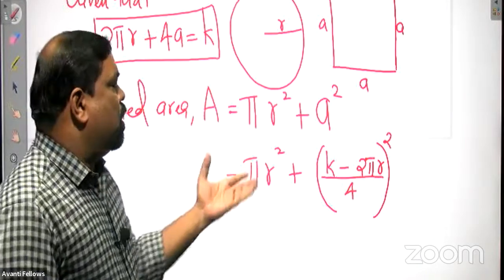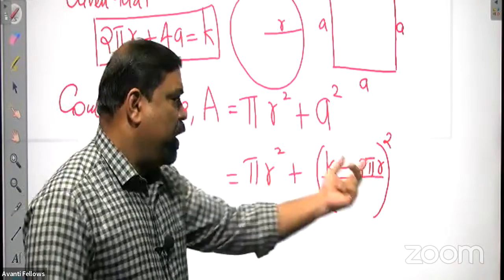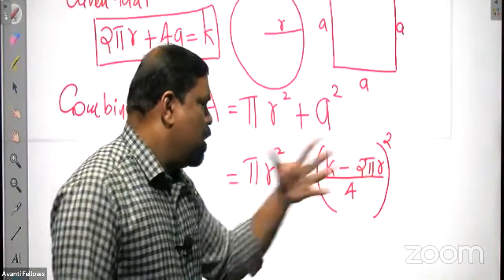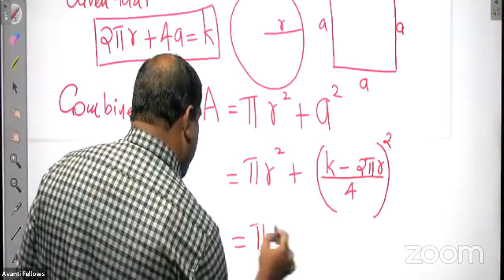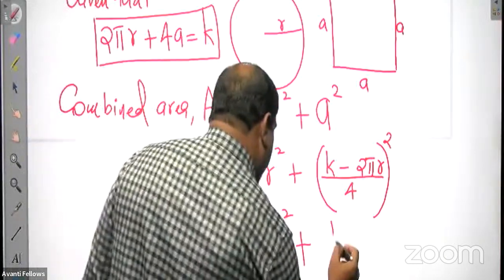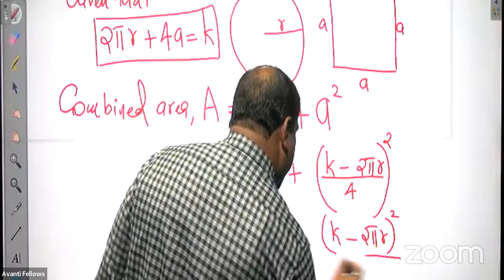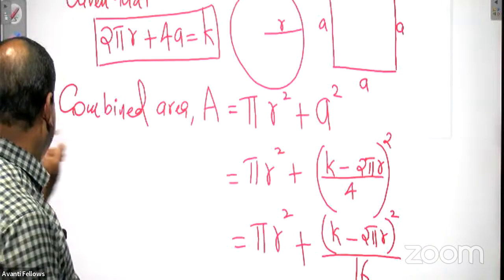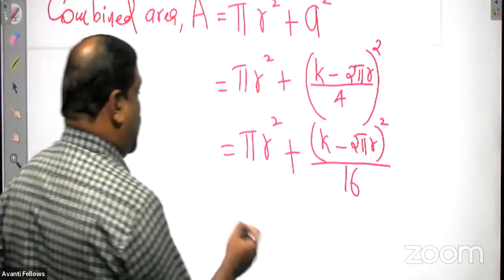Now you can see everything is converted into one variable. The variable is r. Remember, the variable is r only. So you can differentiate directly now. Some modification, if you want, you can do it. You can square it actually. So that is equal to pi r square plus k minus 2 pi r whole square divided by 16. This is our a. Now it is in one variable. You can proceed with the differentiation.